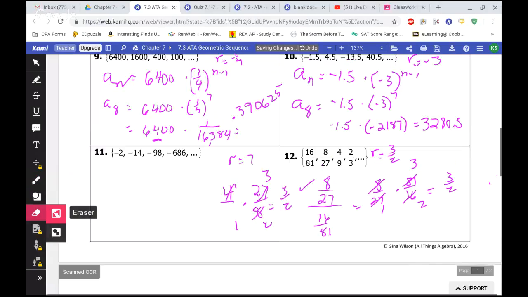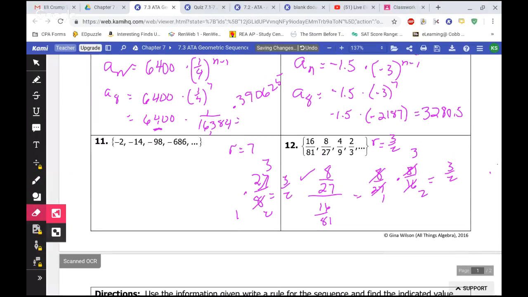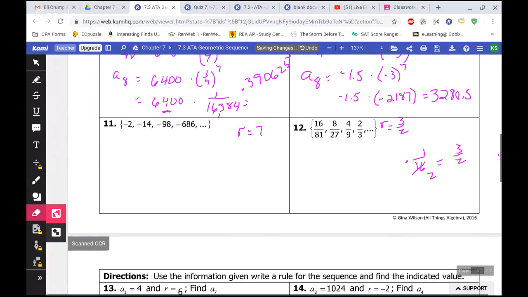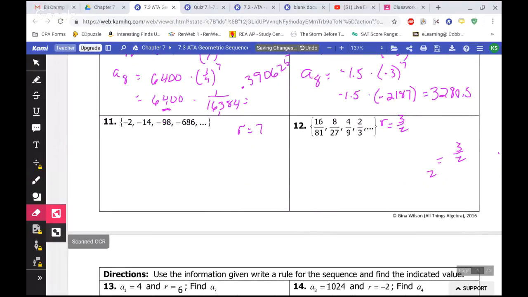So I'm going to erase that. So now we have to find, this will be fun, the 7th term. And this is when it would be nice to have the regular calculator because it would be fun to just take 3/2.